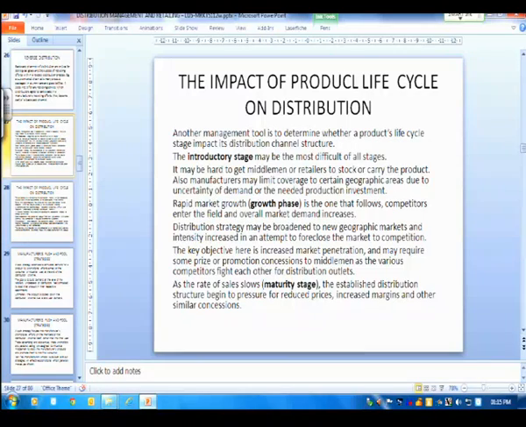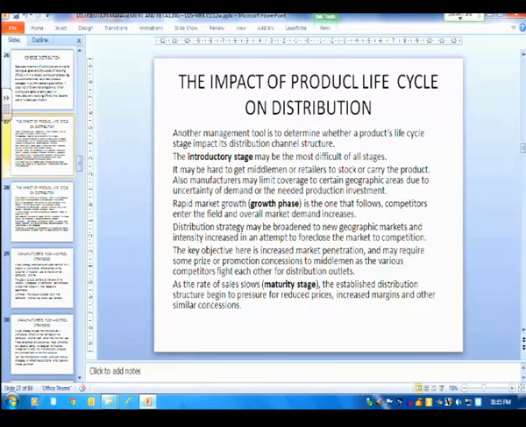Let's look at the impact of product life cycle on distribution. Another management tool is to determine whether a product's life cycle stage impacts its distribution channel structure. The introductory stage may be the most difficult of all stages. It may be hard to get middlemen or retailers to stock or carry the product. Also, manufacturers may limit coverage to certain geographic areas due to uncertainty of demand or the needed production investment.